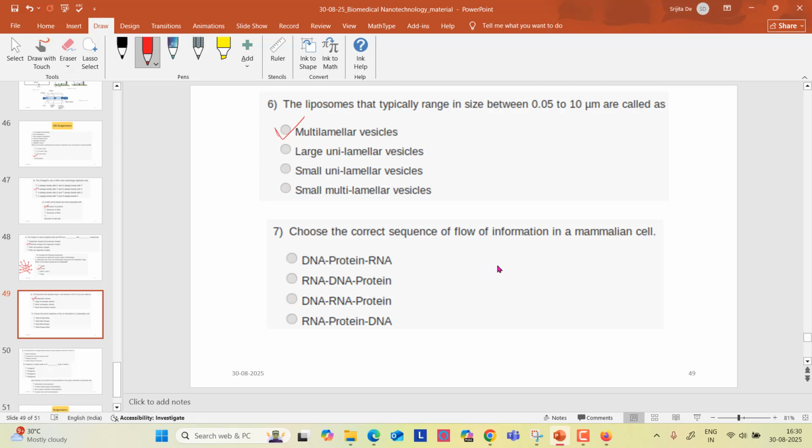Next is, choose the correct sequence of flow of information in a mammalian cell. So this is very easy. DNA first, then transcription happens, which leads to RNA formation, and then translation happens, which leads to protein formation. So it is option C.